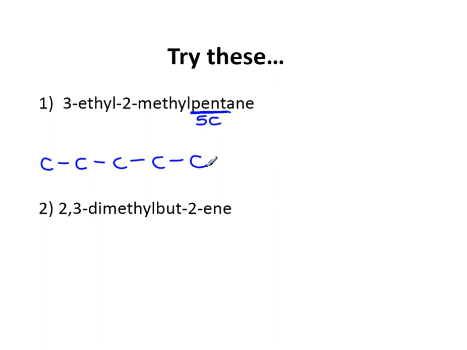Okay. Then I'm going to look. I have an ANE ending. Everything's all single bonds, so I don't need to change any of the bonds that are here. But then I can see I have 2 branches. 3-ethyl and 2-methyl.